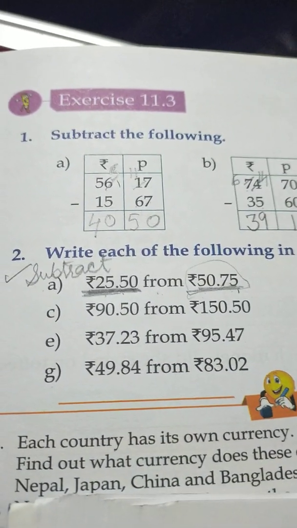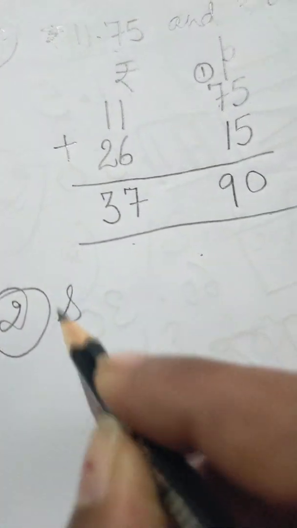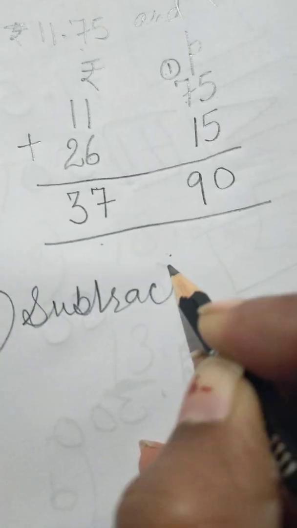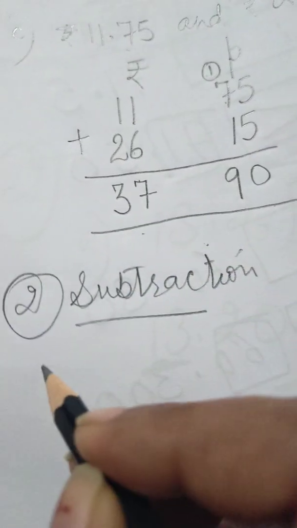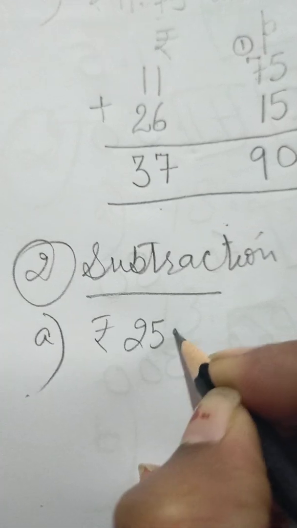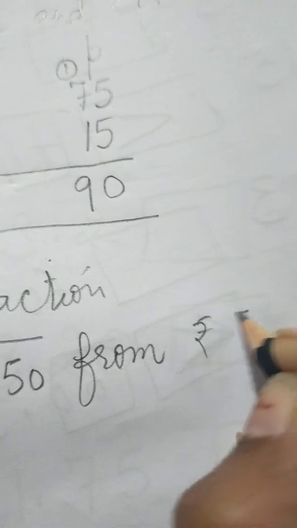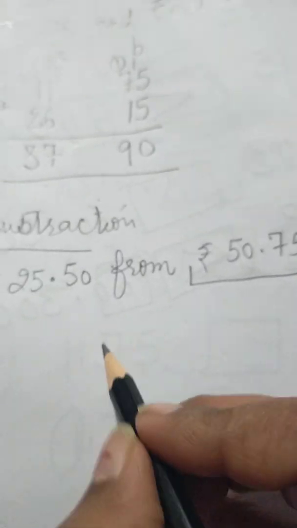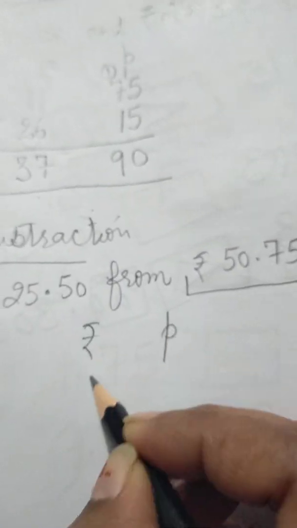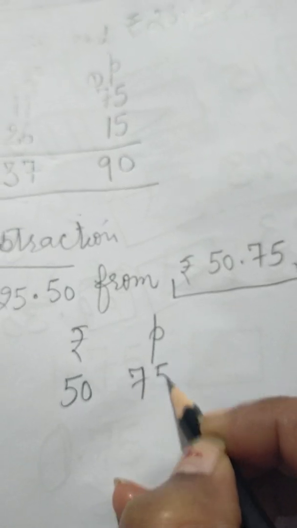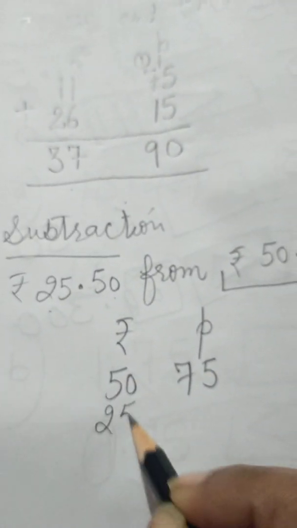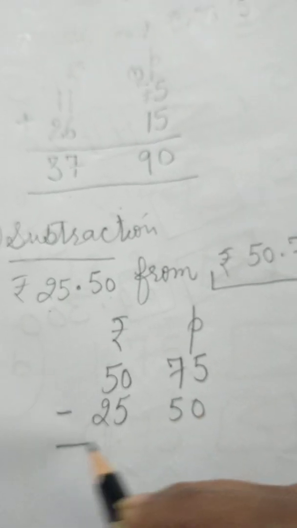Yes, now see how to arrange the statement here. Yes, sum number 2 is there. Subtraction sums. Yes, A part is there. What is the statement of A part? Rupees 25 and 50 paise from rupees 50 and 75 paise. So here firstly we will write this. Yes, rupees and paise. 50 rupees 75 paise. Then 25 rupees 50 paise. Then we will do subtraction.